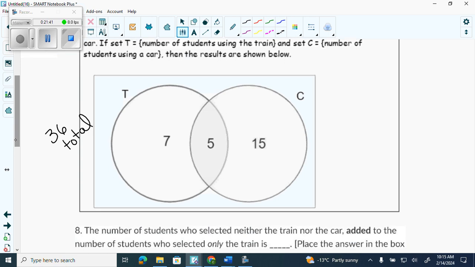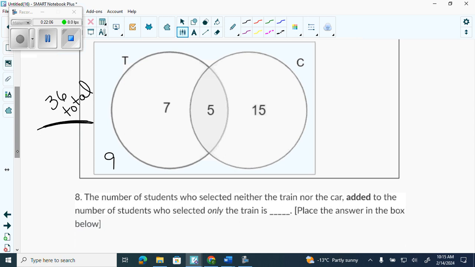How many regions of the two-circle Venn diagram are filled in? 3. How many do I need to be filled in before I can answer any questions? 4. We agree? How do I get that 4th piece? Subtract all 3 of those from 36. This is why I always write the total beside to help myself out. So I have 15, and 5 is 20, and 7 is 27. So how many would be out here? 9.